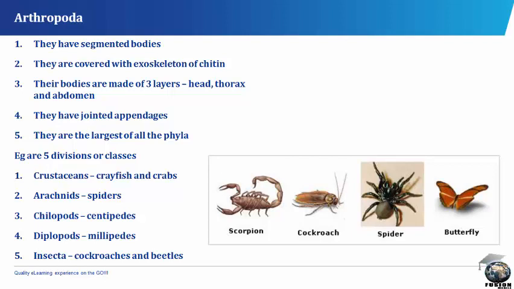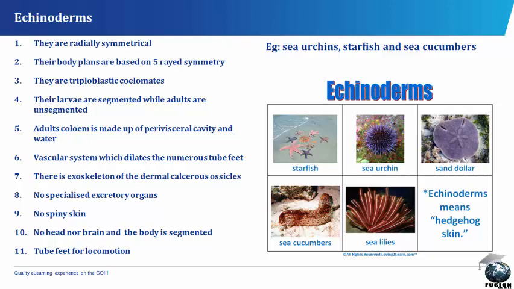Insecta. Examples include cockroaches and beetles. The echinoderms. They are radially symmetrical. Their body plans are based on 5-rayed symmetry. They are triploblastic coelomates. Their larvae are segmented while adults are unsegmented.